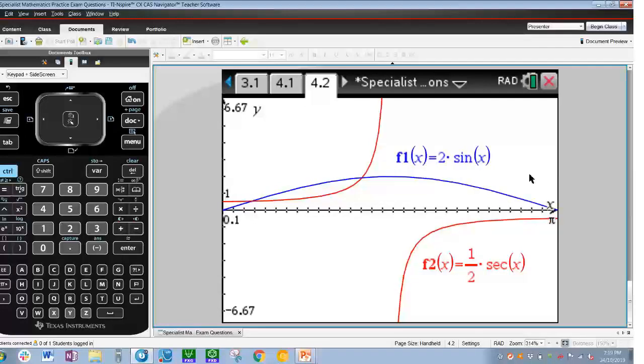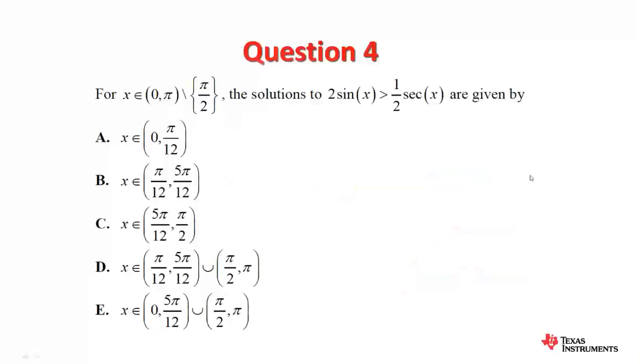And therefore, the answer to this question is x element of pi on 12 to 5 pi on 12 union pi on 2 to pi, which is option D.